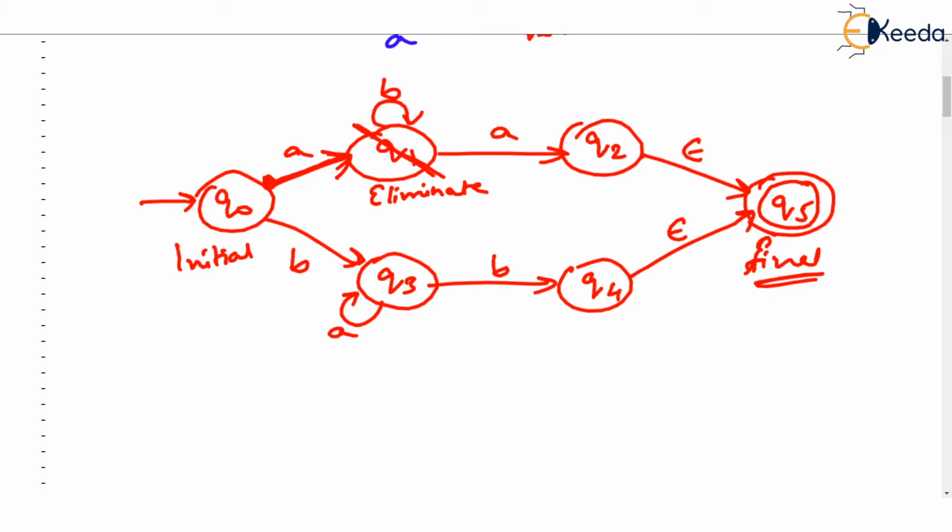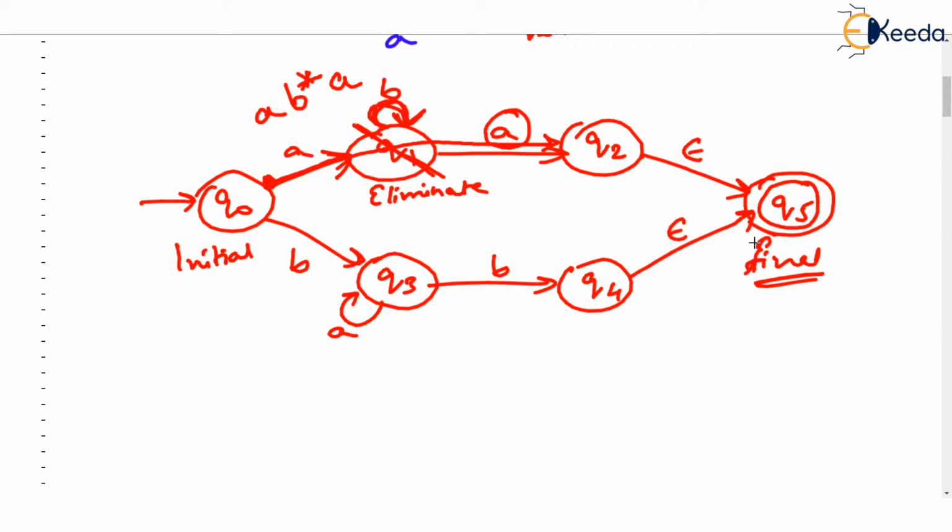If we eliminate Q1, there is a path up to Q2. Then you have to make a regular expression which represents the path from Q0 to Q2 after eliminating Q1. What is that? It is A, correct, followed by B star. Observe, this is clearly B repeated, isn't it? Q1 has a loop on B. So A, B star. And after that, there is this A, which will take you to Q2.